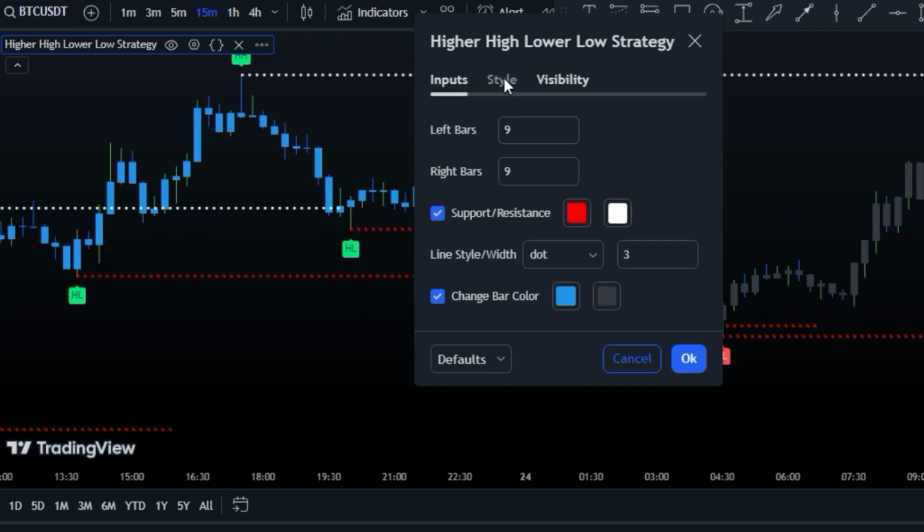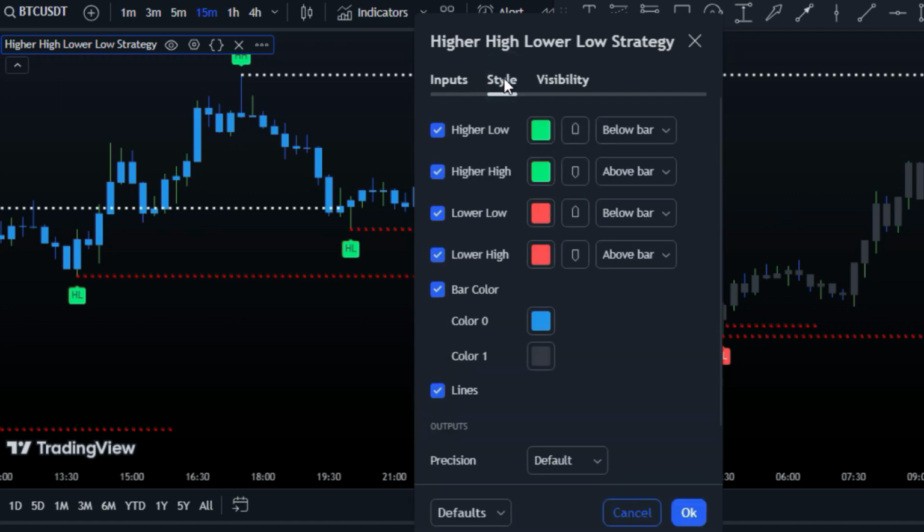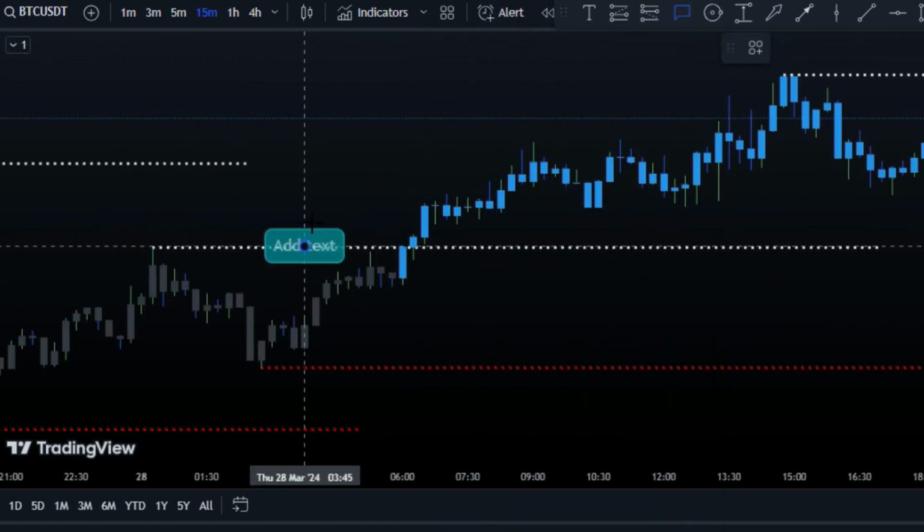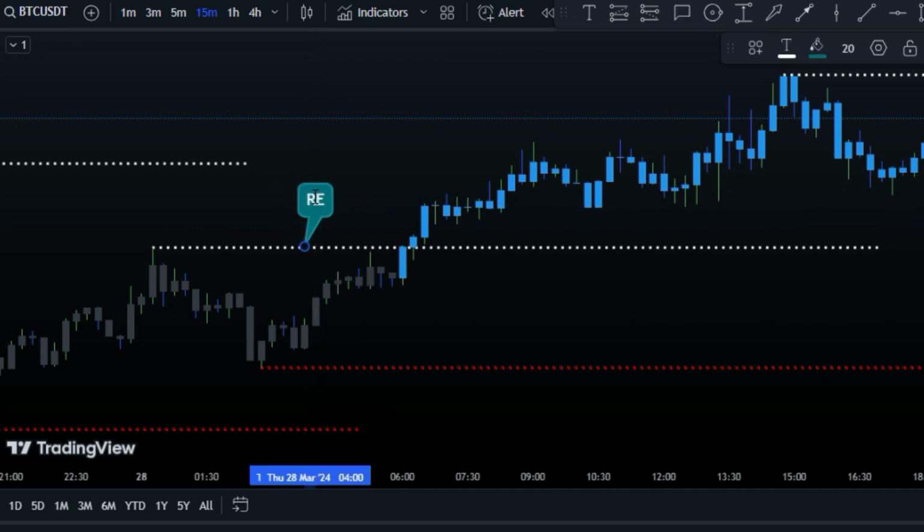Next, navigate to the Style tab. To declutter your chart and improve readability, disable the higher low, higher high, lower low, and lower high label options. By customizing these settings, you'll enhance the HHLL indicator's performance and create a cleaner and more streamlined chart that better suits your trading needs.